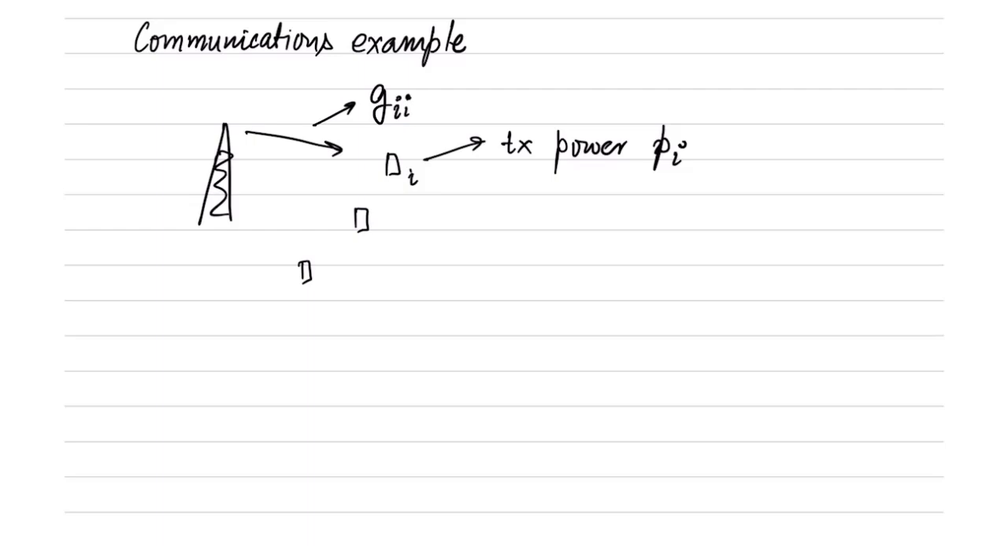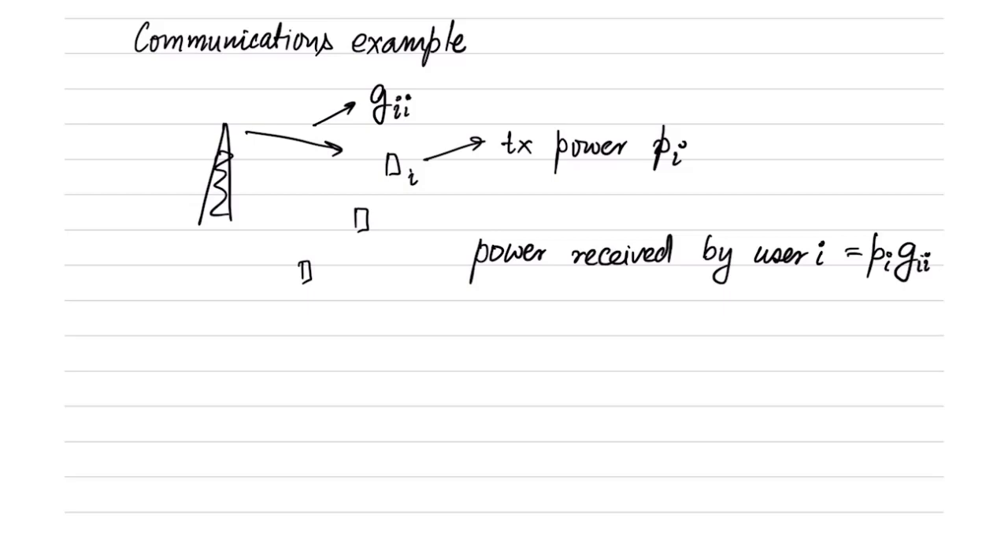Gii, and so therefore the power received by user i is equal to Pi times Gii. So don't worry if you don't know communication. I will just introduce the notation and you don't have to know any communication to do this.